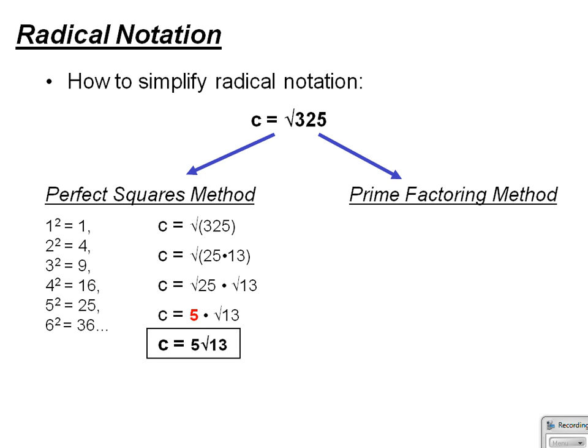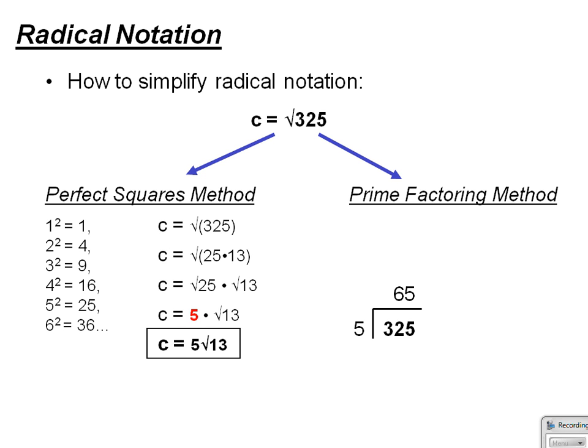But the problem with this method is that most students have a difficult time seeing factors that are perfect squares, let alone any factors that are greater than, say, 10. A more preferred approach by most students is the prime factoring method. Let's take 325 and prime factorize it. You can prime factor it using a factor tree, or you can prime factor it using long division. But let's start here.